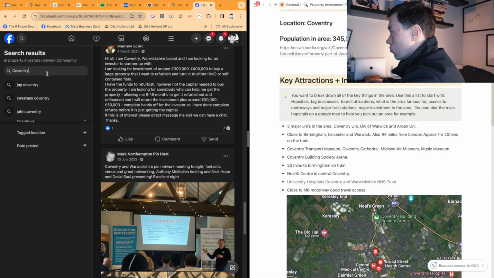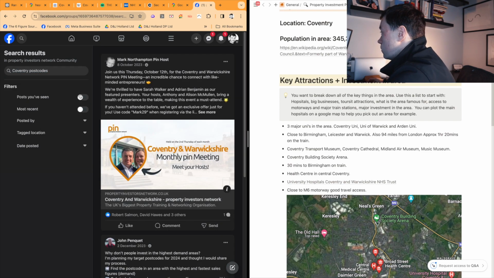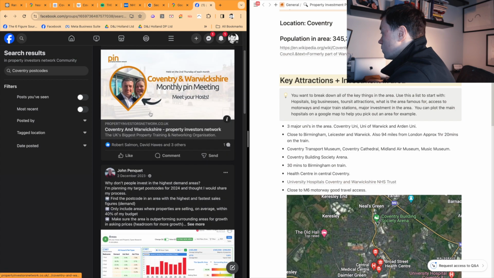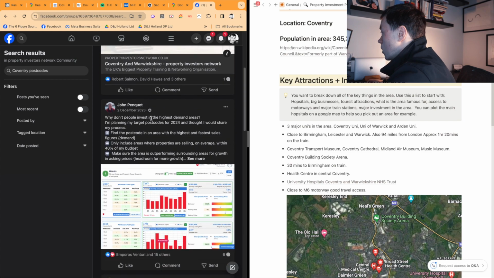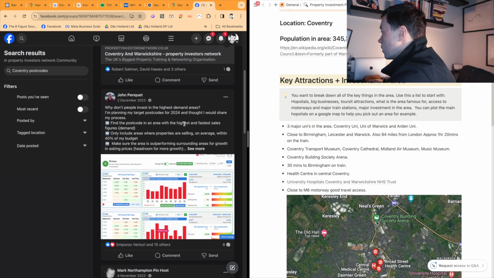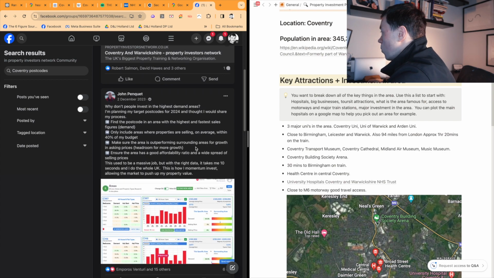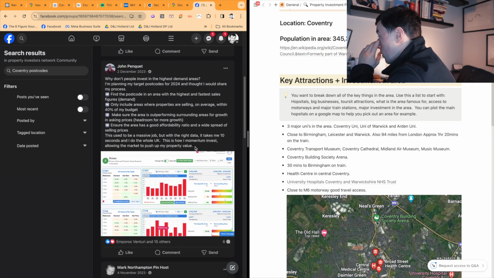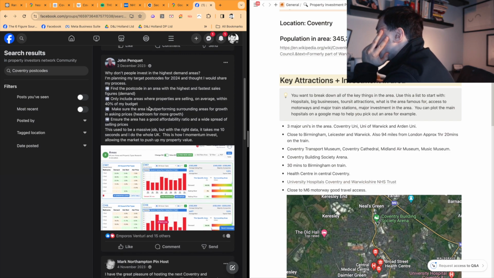Can we say Coventry postcodes? Here we go. So John, 2nd of December 2023. Why don't people invest in high demand areas? Plan on my target postcode 24, and I thought I'd share my process. Find the postcode in an area with the highest and fastest sales figures demand. Only include areas where properties are selling on average within 40% of my budget. Blah, blah, blah.